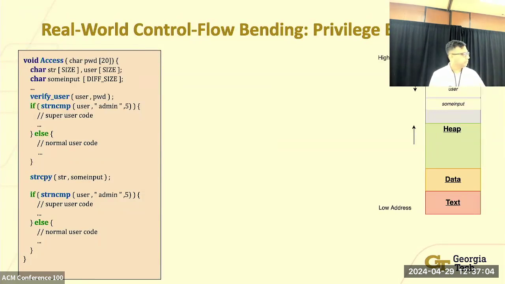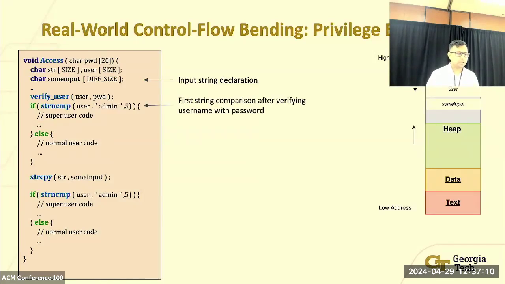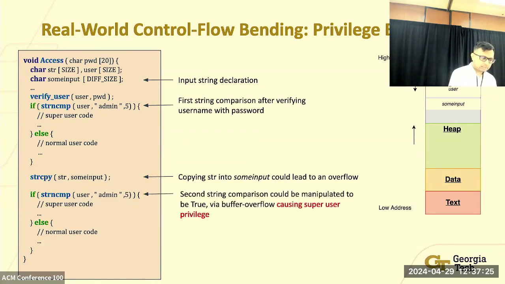In this bigger example, what you can see here is that there's some input string called some input. You have a first string comparison after verifying with username. Now, when you do the strcpy, what you notice is that str and some input have different sizes. So if the str size is bigger, when you're copying it over, it will overflow into user on the stack. And so when you do the second strcmp, it can become true. And it can actually, through buffer overflow, cause superuser privileges.